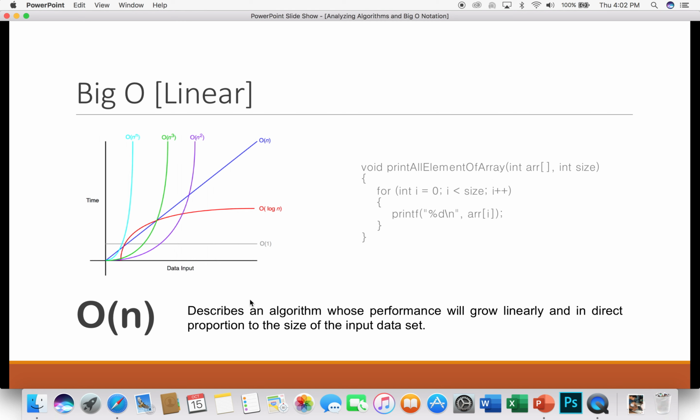Pag sinabi nating linear, habang dumadami yung size ng array mo, nadadagdagan din yung time na kailangan niyang mag-execute. Okay, kagaya nito, printing. Kung 10 lang yan, definitely hanggang 10 lang. Sabihin natin 1 second per or 1.01 second para sa isang element, so you have 0.010 para sa 10. Kung magdadagdag ka, additional na naman yun, 0.011 and so on. So, yun lang po. Direct proportion lang yung ating input sa ating time.